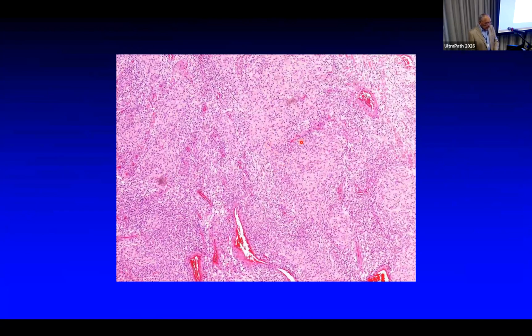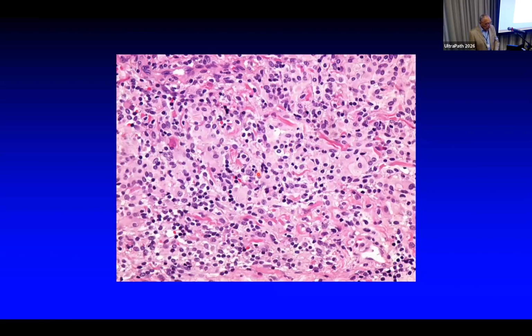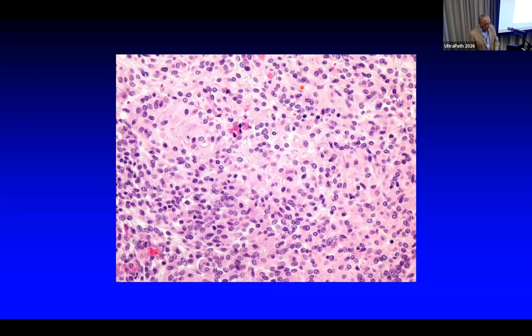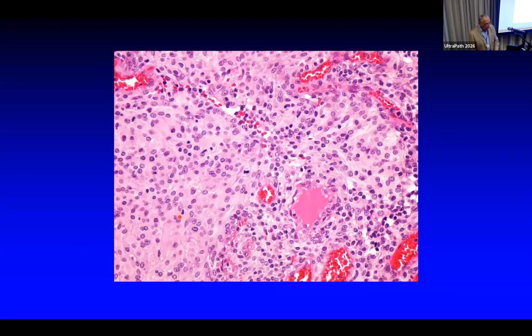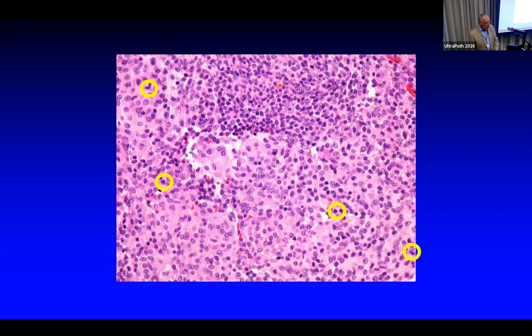It has this appearance. The cells are polygonal and there are many hypercellular areas with rounded, smaller cells, and a sarcomatoid pattern. These have ample cytoplasm, and these are small. So the diagnosis here was meningioma in the first place because it's attached to the dura, but it has these small cells.